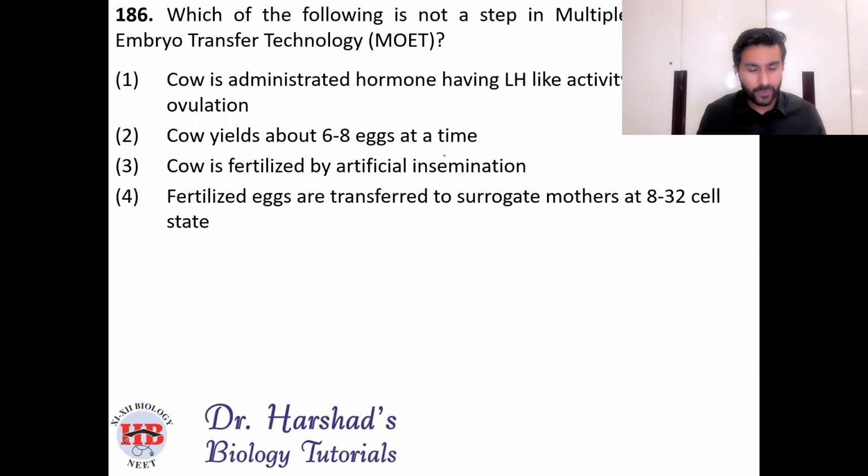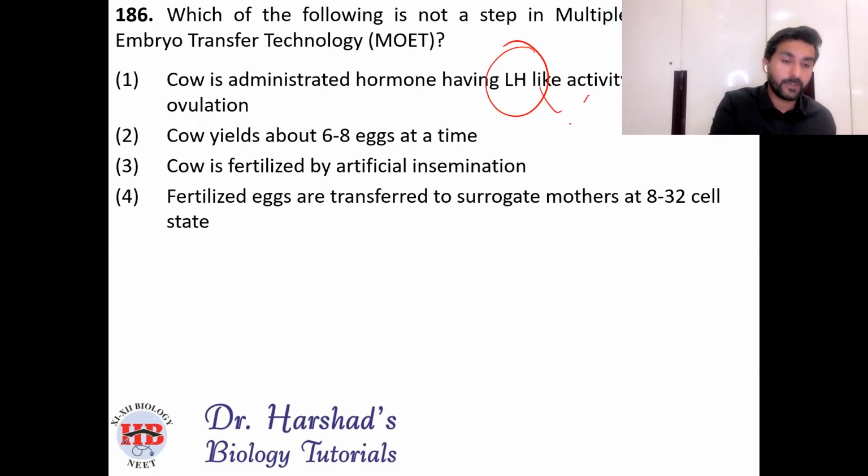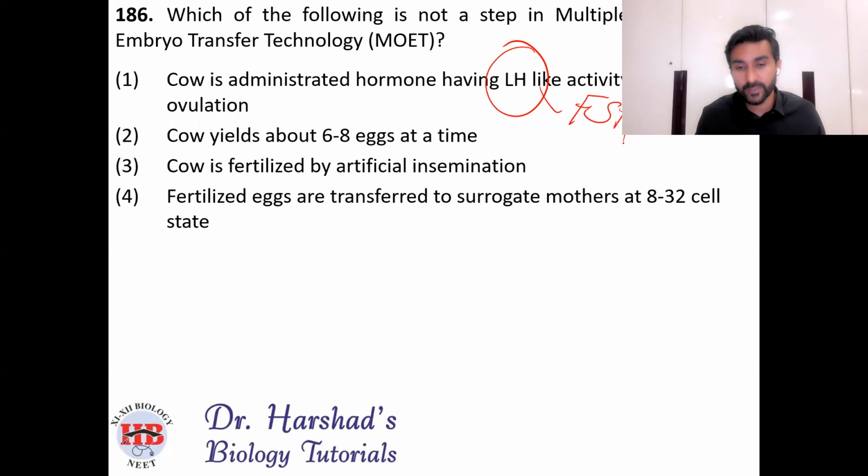Which of the following is not a step in multiple ovulation and embryo transfer technology? The first statement is: cow is administered hormone having LH-like activity. Here is your incorrect statement, because the cow is administered with hormone having FSH type of activity. So that's your incorrect statement. Your first statement itself is the answer for you. That is option number 1.